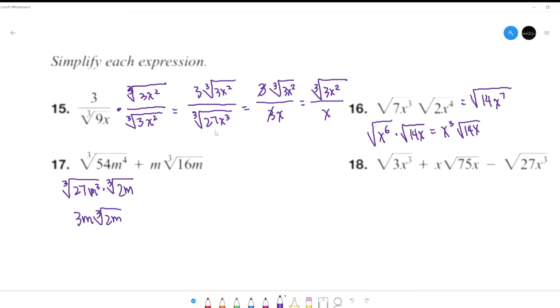For the second term, there's an 8 in the 16, that's my largest perfect cube. So I'll do m times the cube root of 8 times the cube root of 2m. So this is equal to 2m, so this is plus 2m cube root of 2m. And as you can see, these are like radicals, so you can add 3m and 2m to get 5m cube root of 2m.